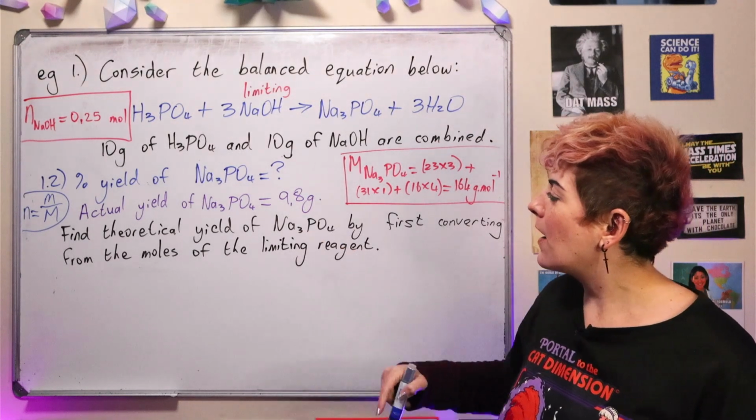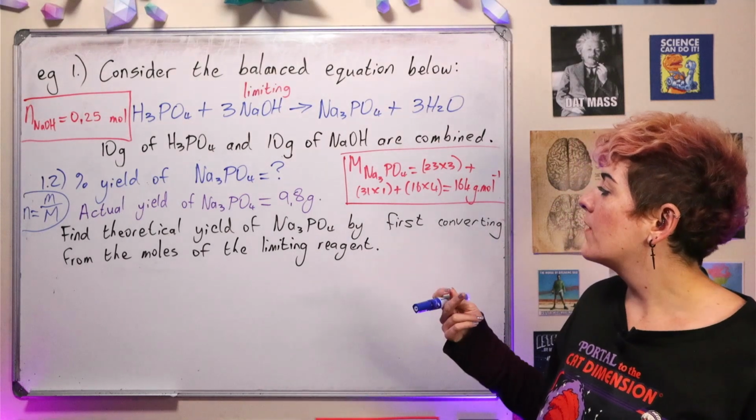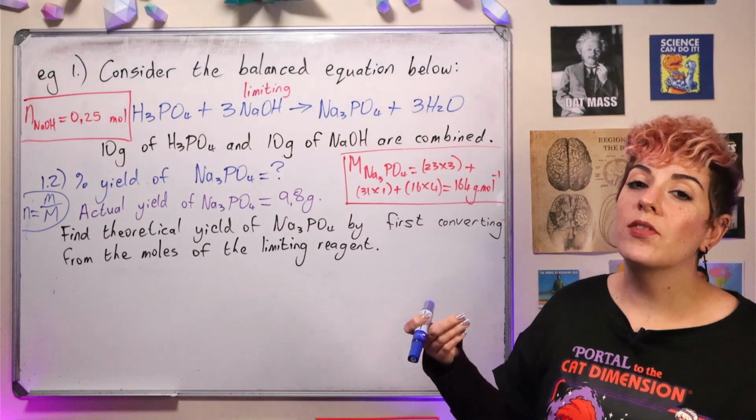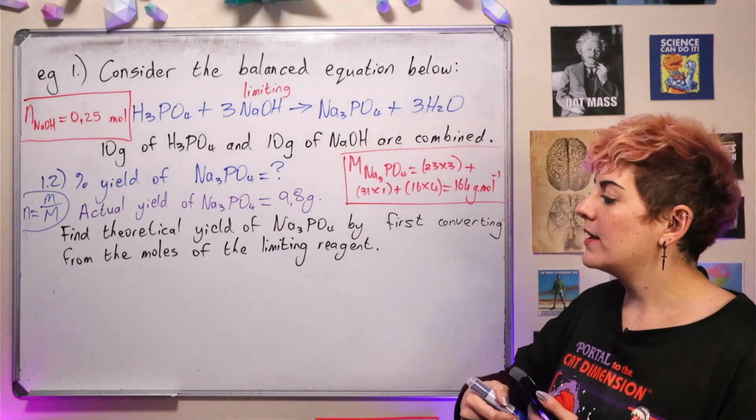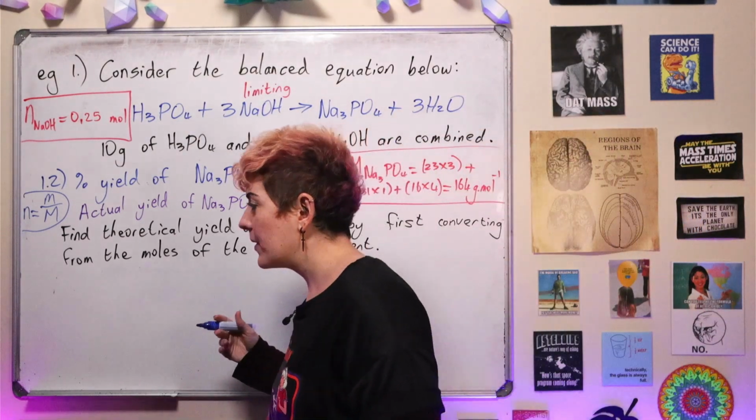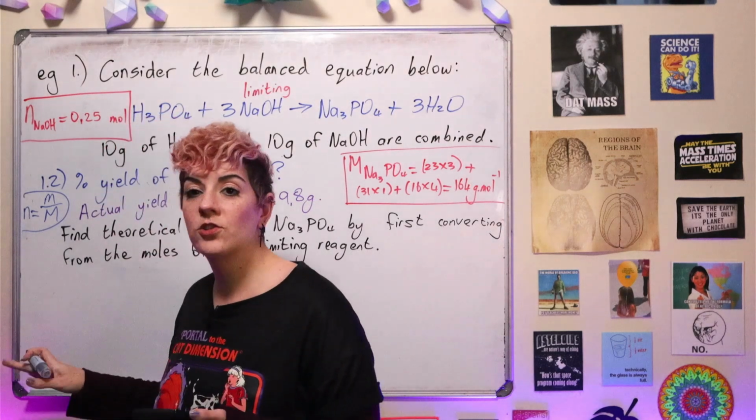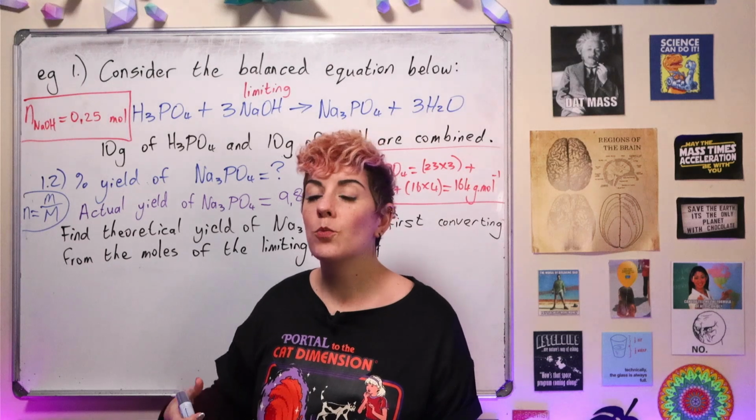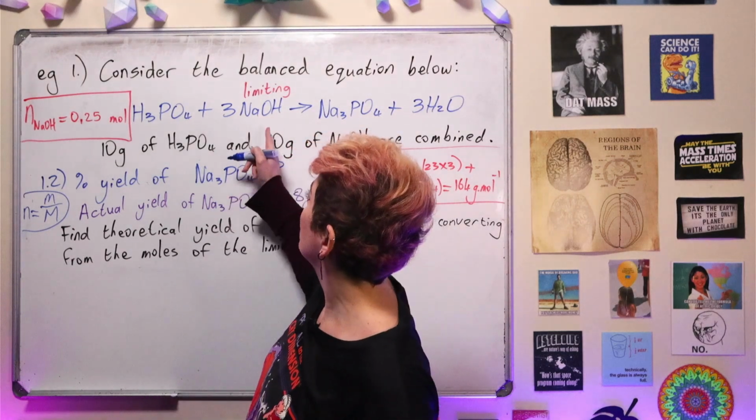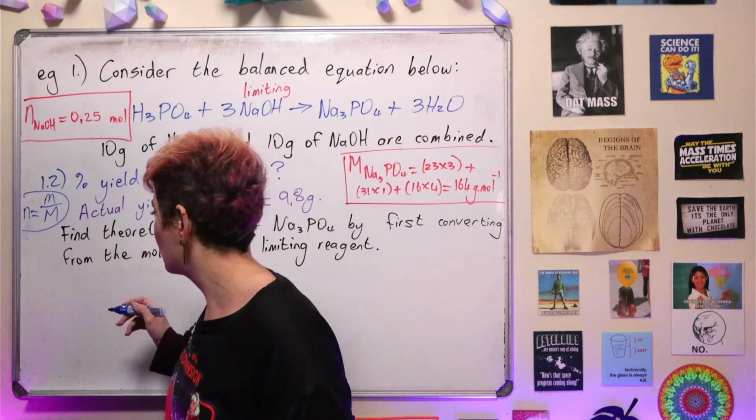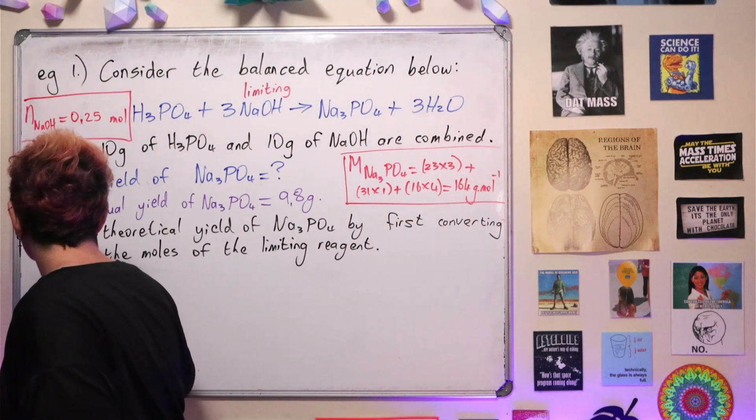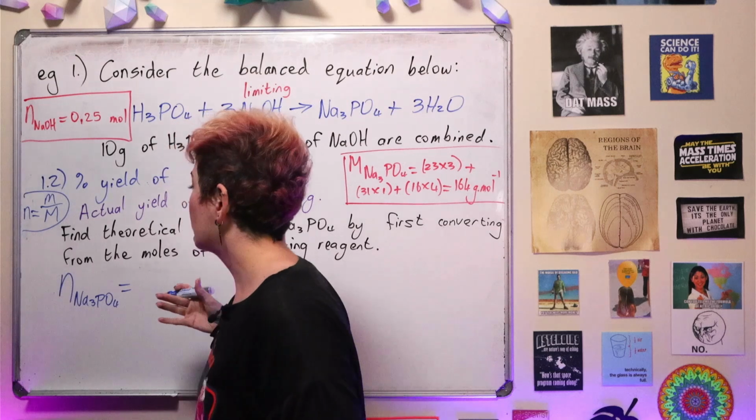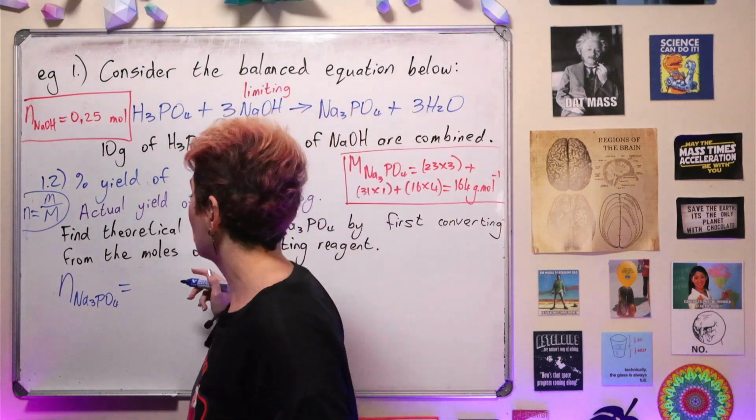So now we're going to find the theoretical yield of Na3PO4 by first converting from the moles of the limiting reagent. So let's do that now. So remember that the limiting reagent is used to determine the maximum quantity of a product that can be made. And so we must convert from our limiting reagent, in our case, NaOH. Right, so we're trying to find the moles of Na3PO4, sodium phosphate, and we're going to convert from the moles of our limiting NaOH.